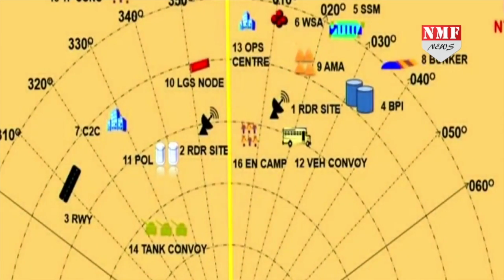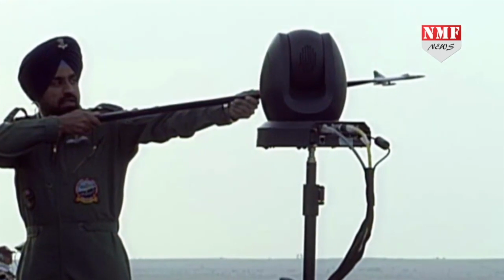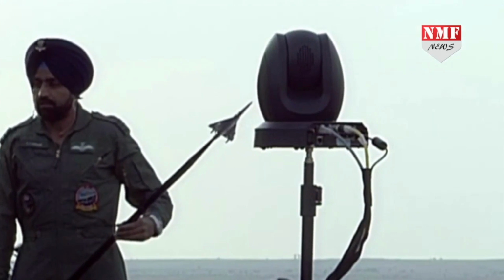Moving right and closer to us is target 12, which represents a vehicle convoy. Further right and in the distance is target number 5, which represents the launch site of the enemy's tactical surface-to-surface missile. Moving right and closer to us is target number 4, which represents a bulk petroleum installation. And at the extreme right is target number 8, which represents an enemy bunker.